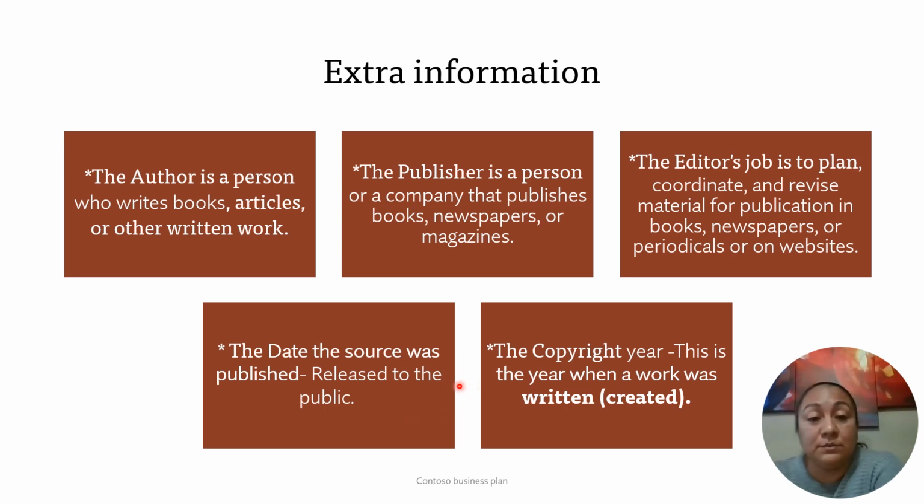Now, this is very important when you're looking for the date the source was published. You need to know the difference between the date the source was published and the copyright date or year. The date the resource was published is the date that it was released to the public, and the copyright year is the year when a work was written or created.